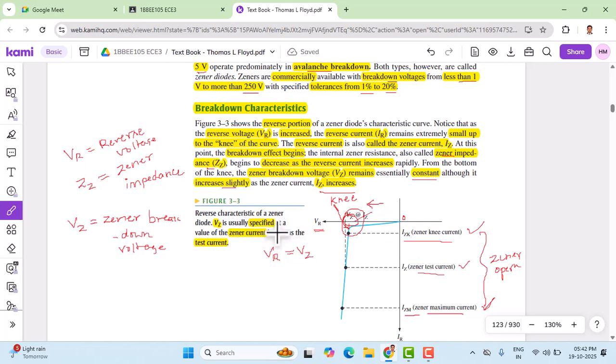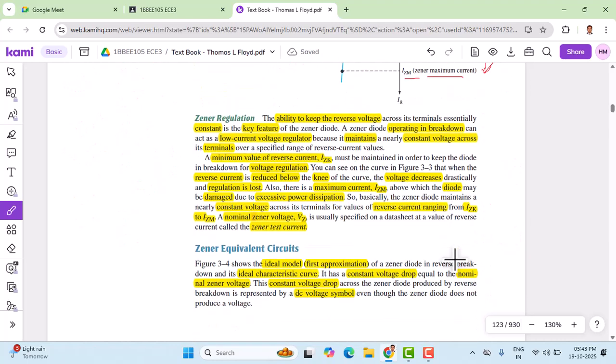So this is the reverse characteristics of the Zener diode. Vz is usually specified at a value of the Zener current known as the test current. Based on this, the Zener voltage is defined here. Okay, let us see the regulation here.